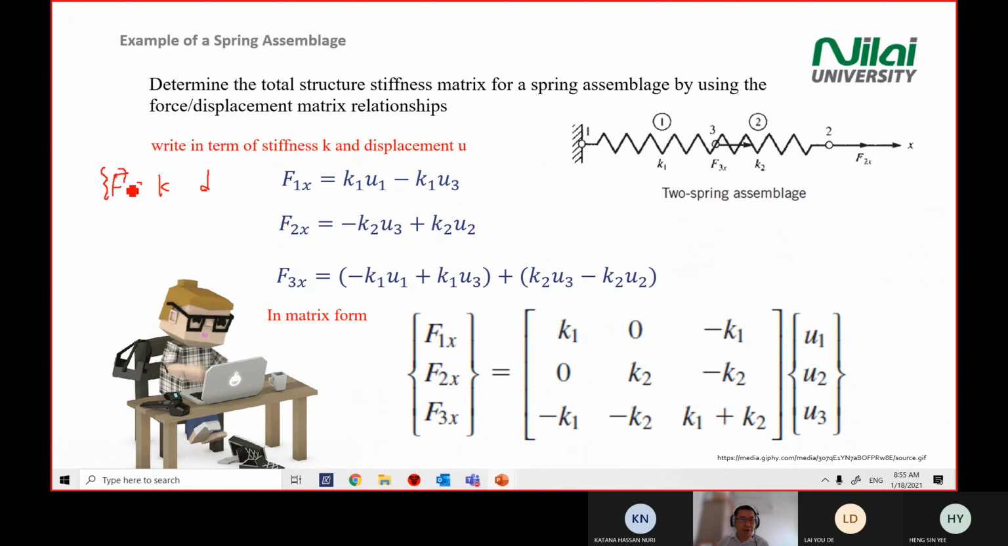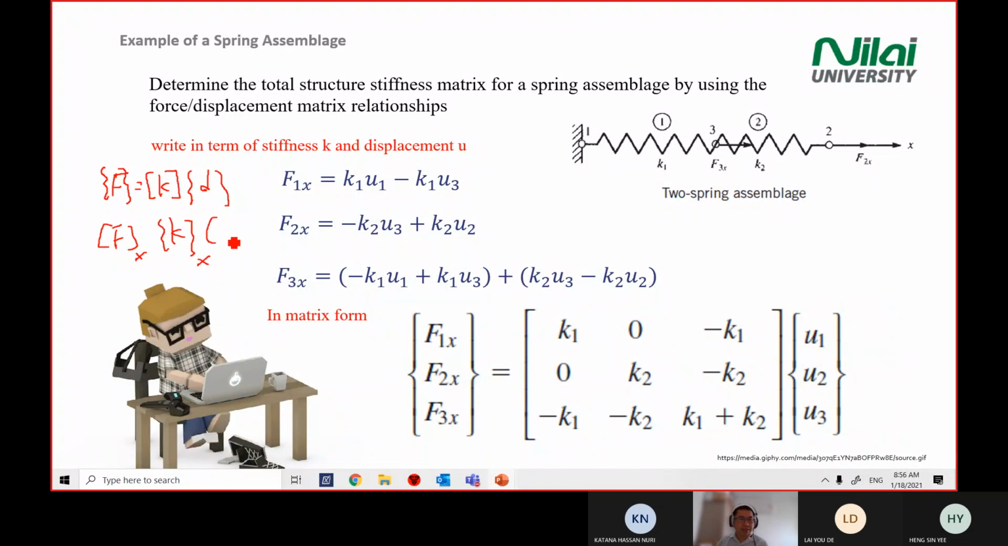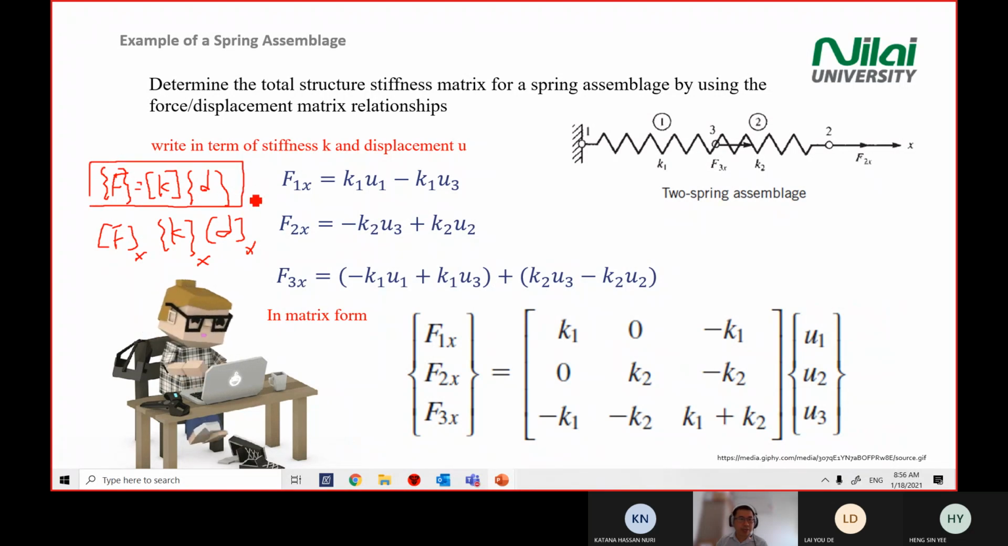Again, force always with the curly bracket, K with the square bracket, and D with the curly bracket. So I'm very particular on symbols when it comes to tests. If you write your force like that, you get the wrong answer. If you accidentally write the curly for your K, also wrong answer. If you accidentally write the square for the D, also wrong answer. So again, the concept is still to call back the F equal to KD formula.